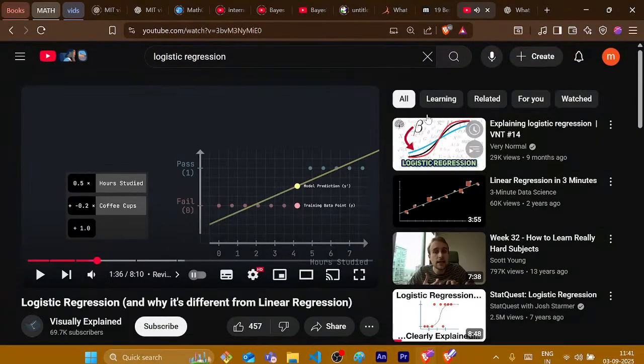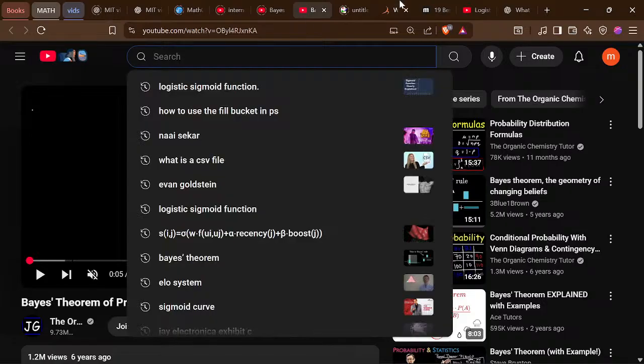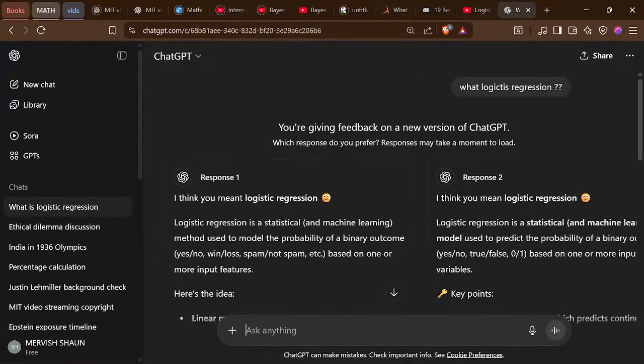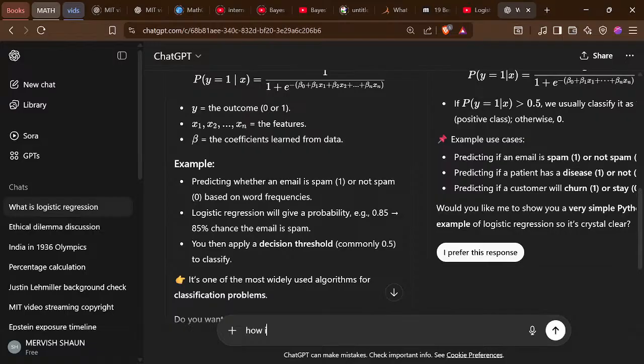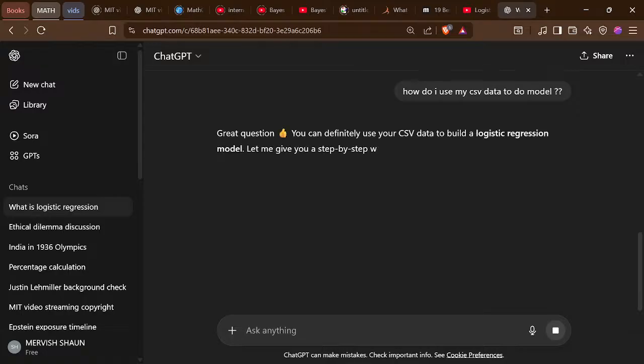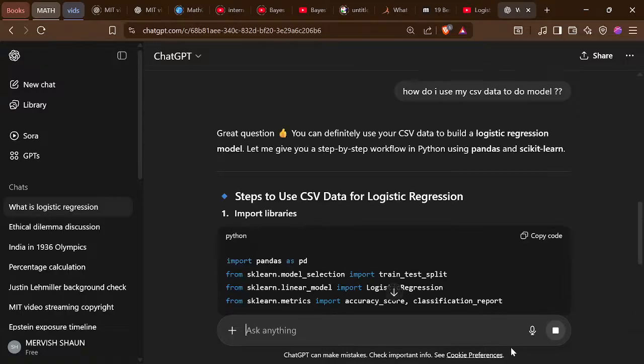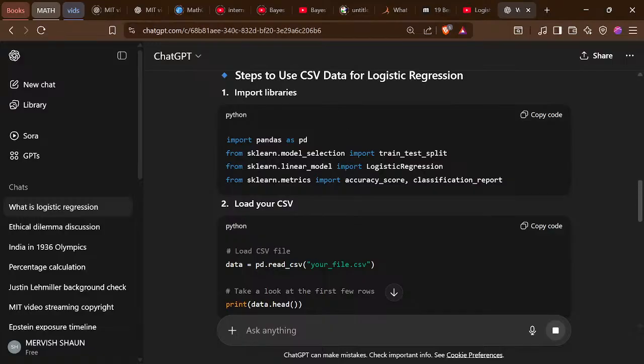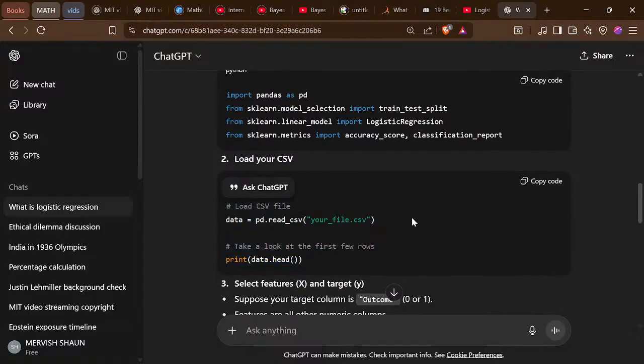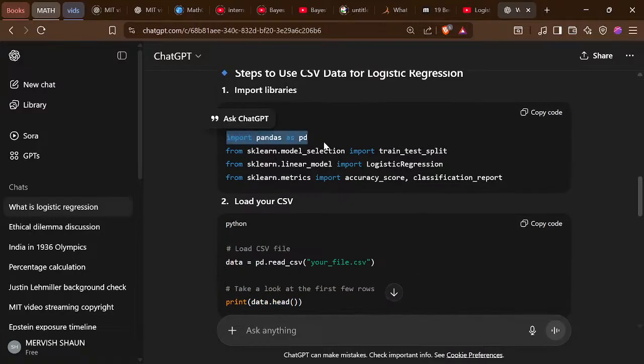Okay, how do I use CSV data to do a model? Great question. You can definitely use... Bro, I'm using pandas. Okay, let's just try using this.